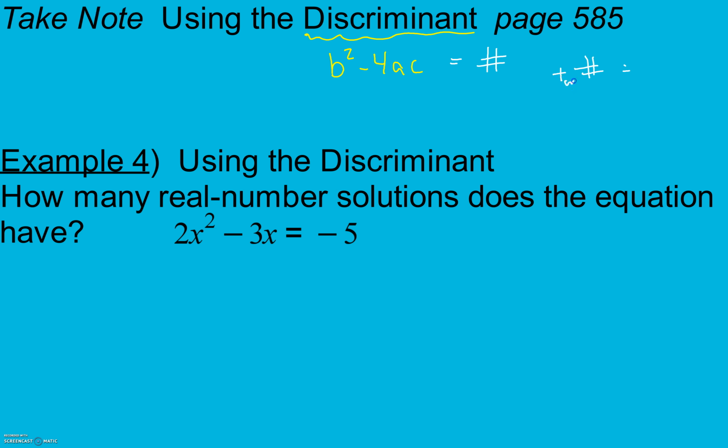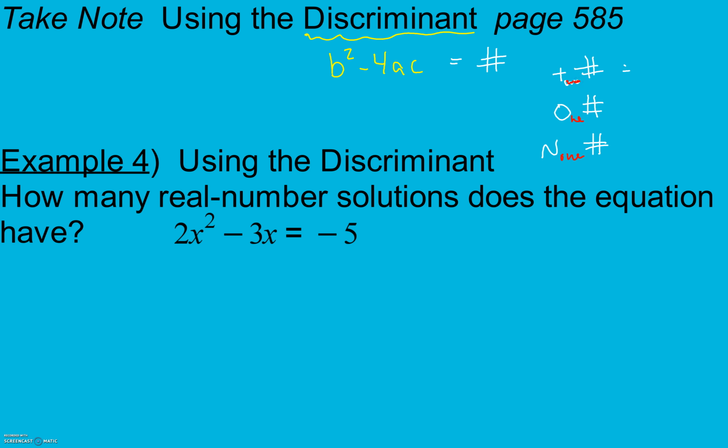two solutions. If our number is 0, it means we're going to have one solution. And if our number is negative, it means we're going to have no solutions. So that's how I remember, guys.